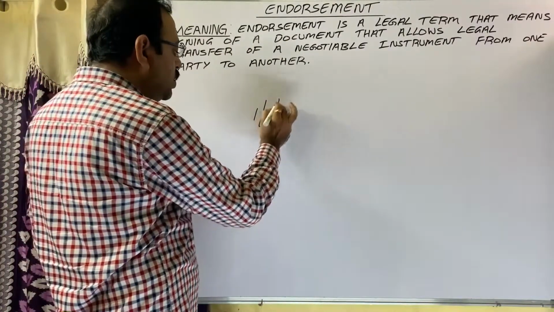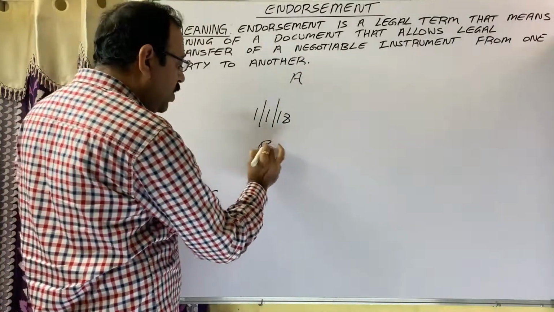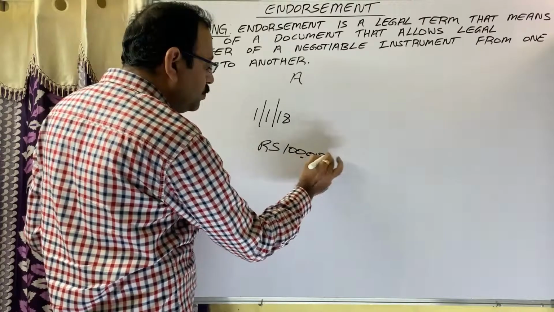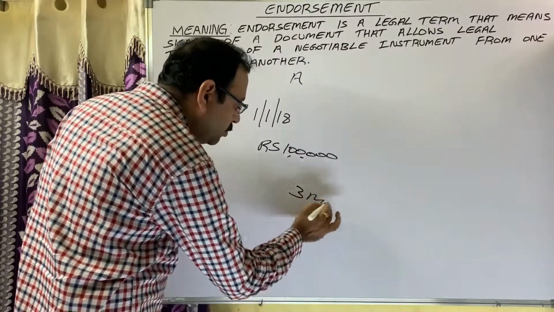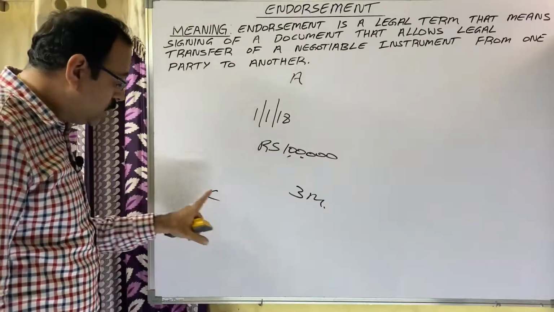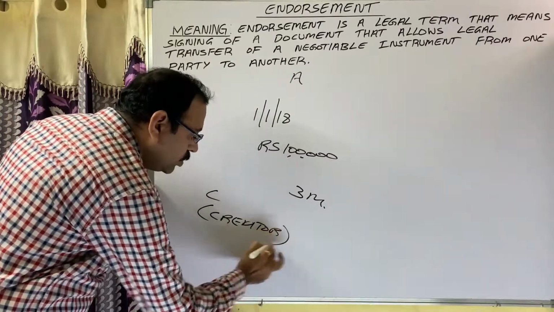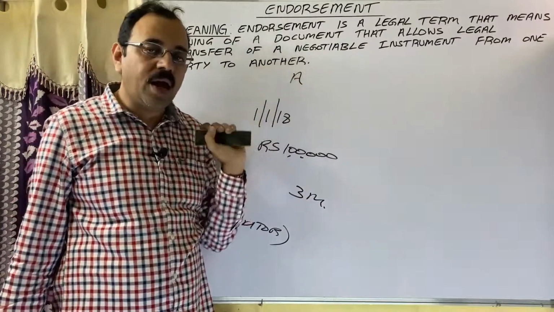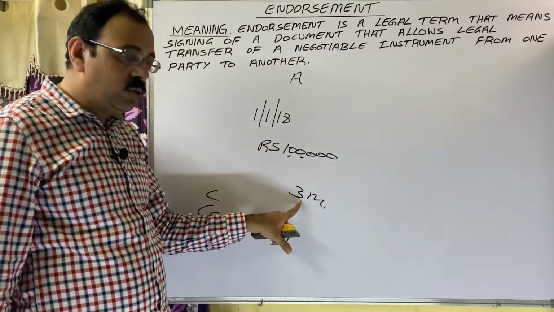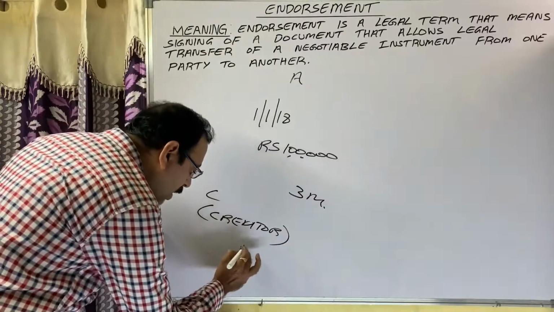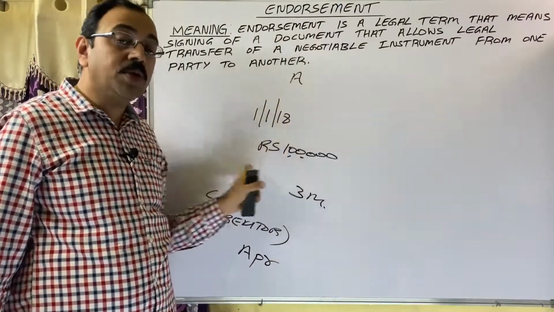On 1st January 2018, A purchased goods from C for 1 lakh rupees on credit, and the credit period allowed by C is 3 months. Here C is known as creditor because he is giving a loan, and A is called debtor. So A has to pay the money to C; from 1st January, if you count 3 months, April will come. So in April, A has to pay 1 lakh rupees to C.